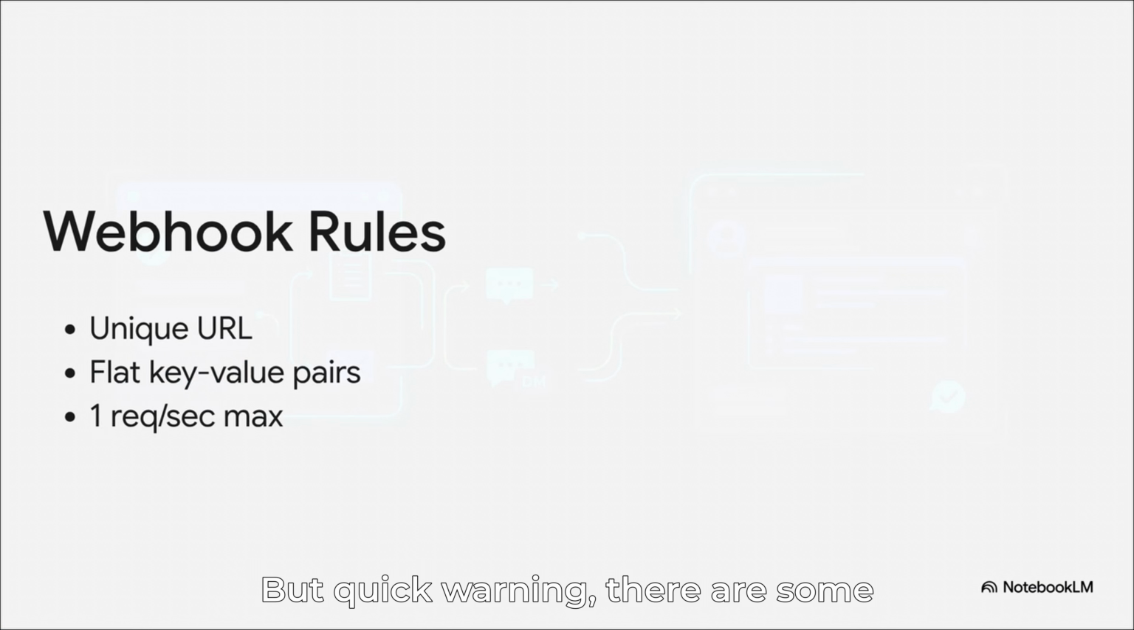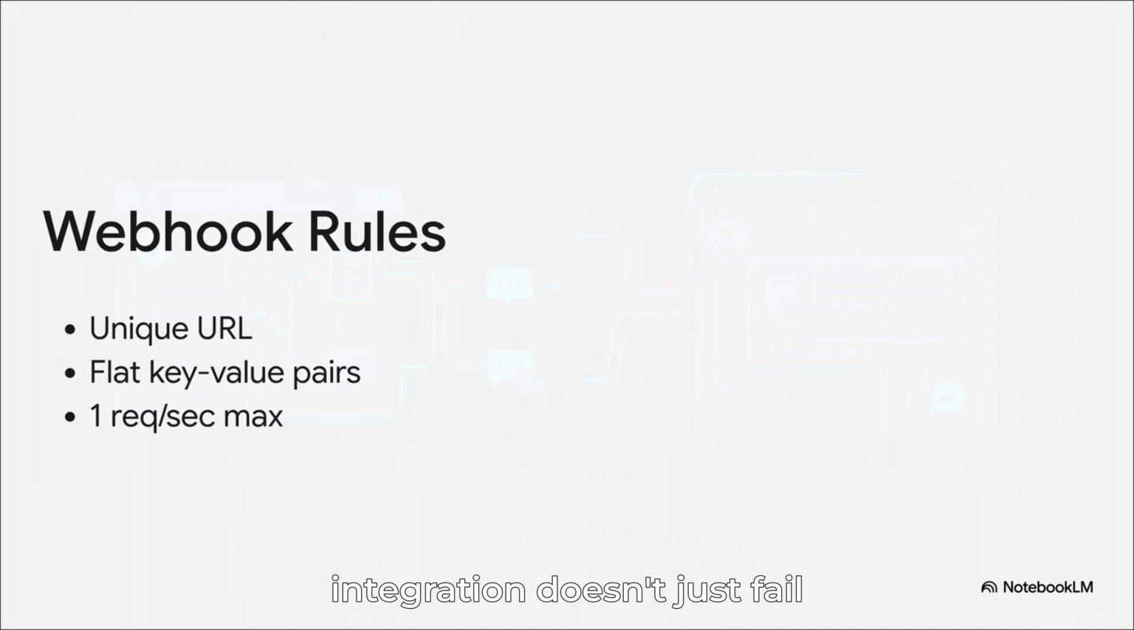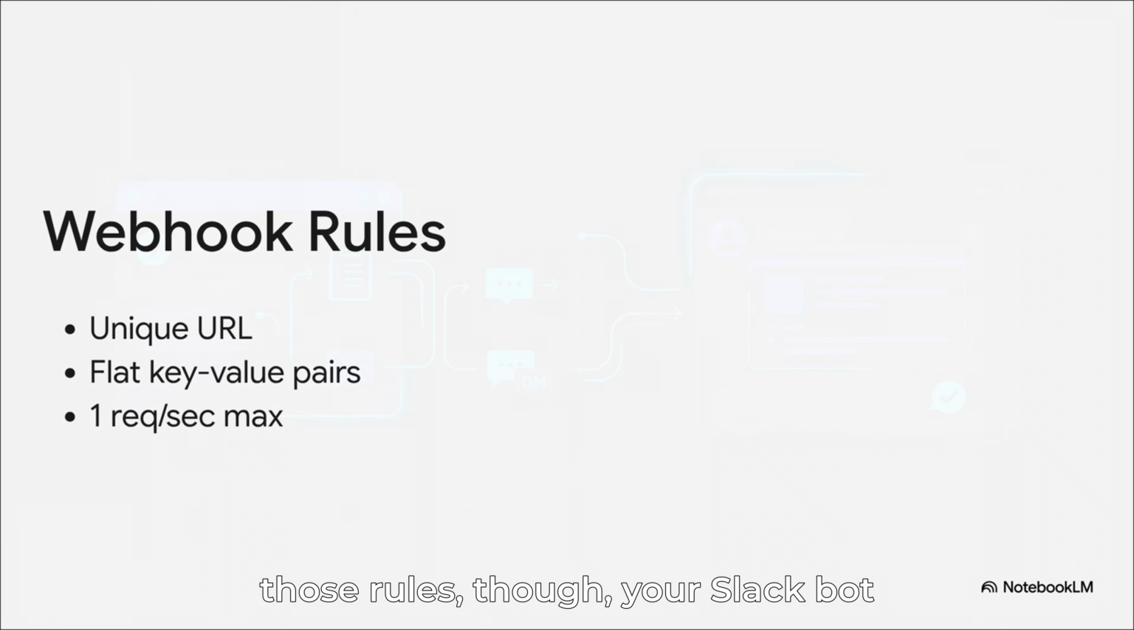But quick warning, there are some vital technical constraints from the source documentation you absolutely must know so your integration doesn't just fail silently. To use a webhook, Slack generates a unique URL. But critically, it uses flat key value pairs. There is no nested JSON structure allowed in native workflow variables. Also, there's a strict rate limit of 1 request per second. As long as you follow those rules, though, your Slack bot can seamlessly talk to your enterprise tools.